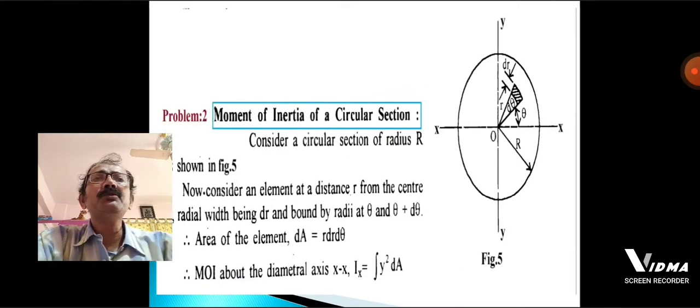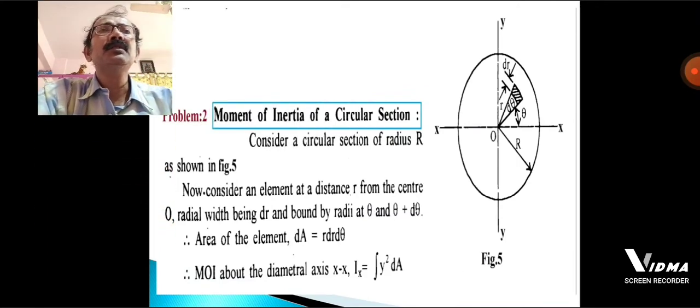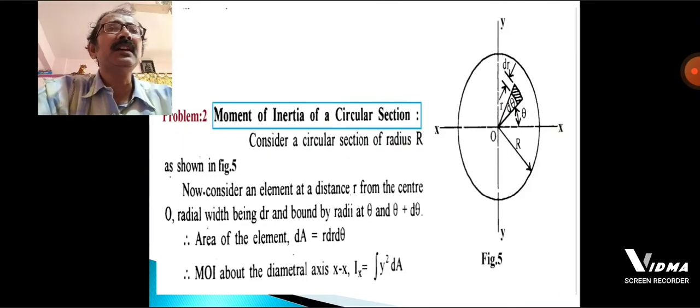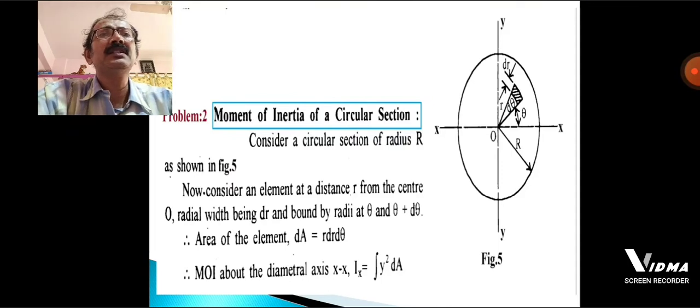Now in problem number 2, you have to calculate the moment of inertia of a circular section. In this circular section, the diameter is d, that means the radius is r, as shown in figure 5. Consider an elemental area at a distance r from the center O, with radial width dr and bound by radii theta and theta plus d theta. Obviously the area of the element should be dA equals r d theta into dr.